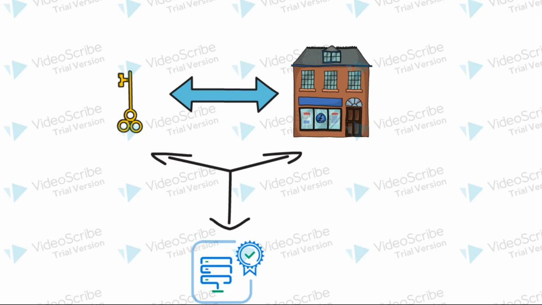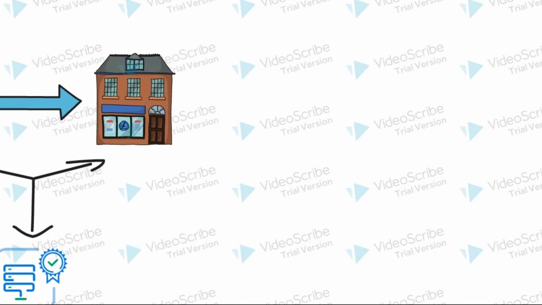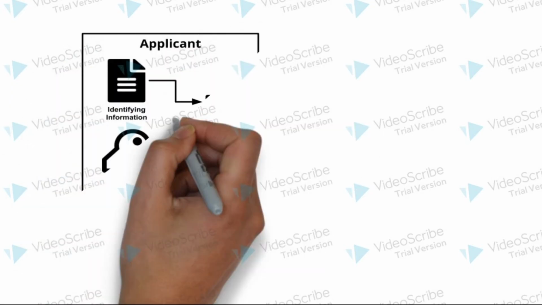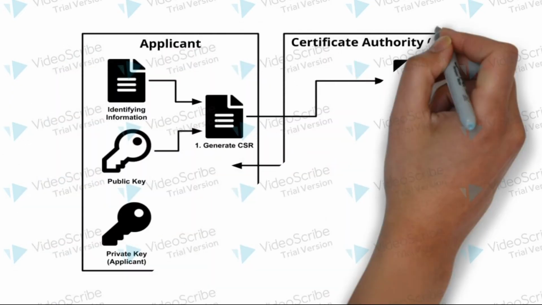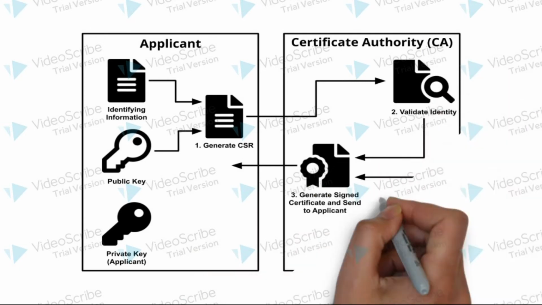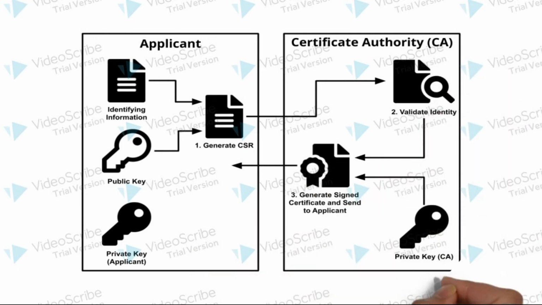We usually need to fill a form and send the public key to the certificate authority. Then the certificate authority does the verification and validation. Once it's verified and validated, they send back the key enclosed in a certificate. This is how we obtain the digital certificate.